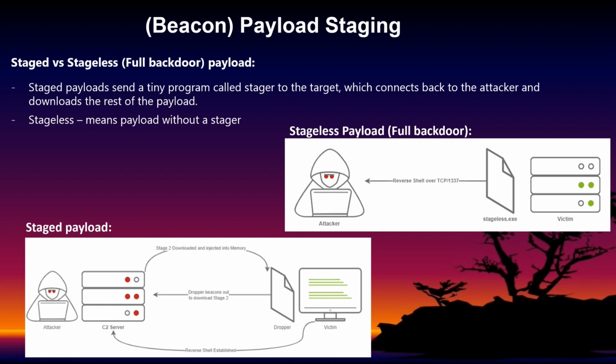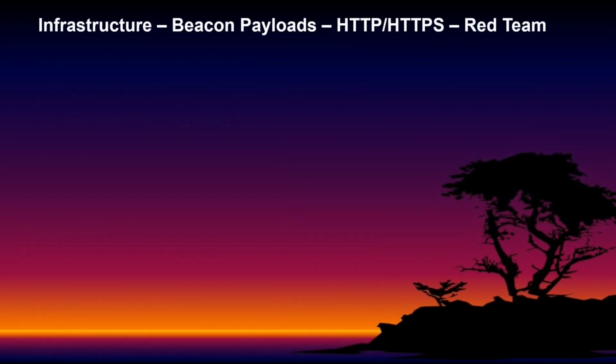Okay, and now that we know what payload staging is and the different types of beacon payloads, let's move on to the first type of beacon payloads. We will talk about HTTP and HTTPS at once, as they're very similar. The difference is that one of the protocols is secured, as you know. Okay, red team perspective: the HTTP and HTTPS beacon payloads are by far the most common listener types.